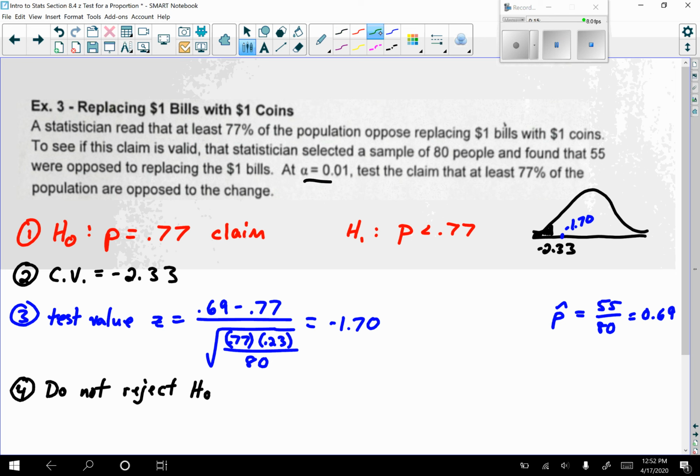All right, so since the null hypothesis was our claim, we would say there is not enough evidence to reject the claim.